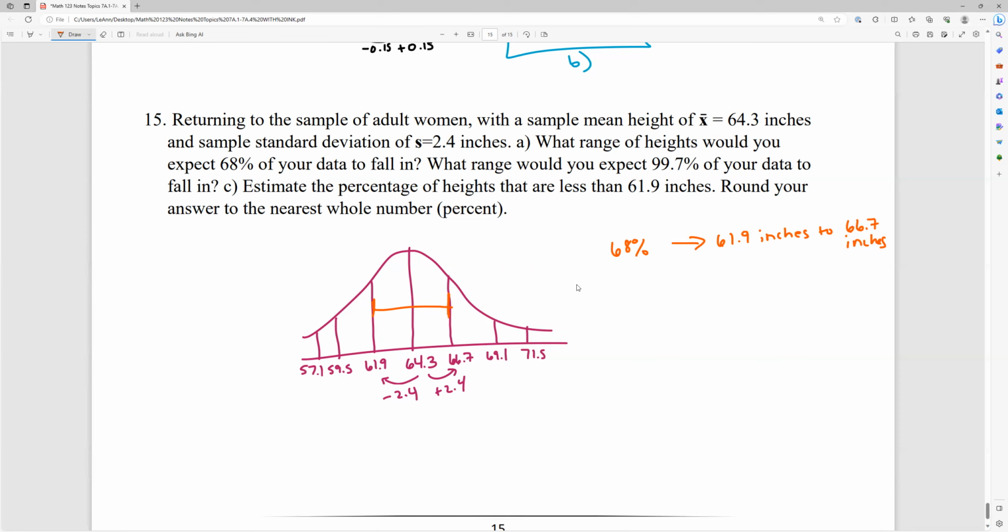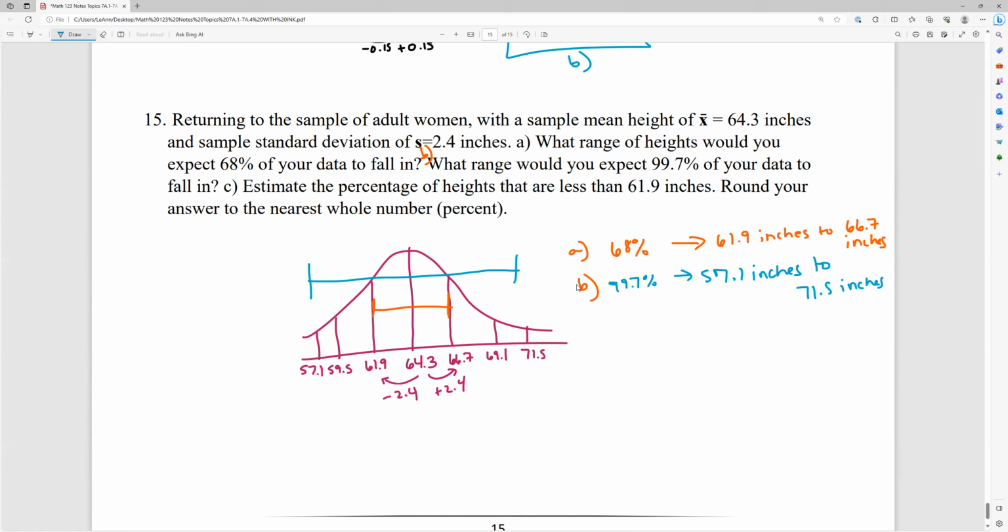For part B, what range would you, oh no, sorry, this is still part A, I guess. I think this was supposed to be a part B. It just got deleted. Part B, what would you expect 99.7% of your data to be? So remember, that's 3 standard deviations above and below. So that's the 57.1 inches to 71.5 inches.